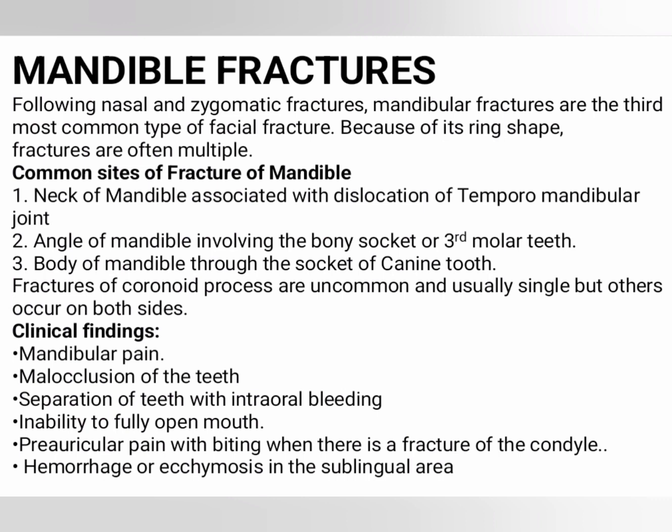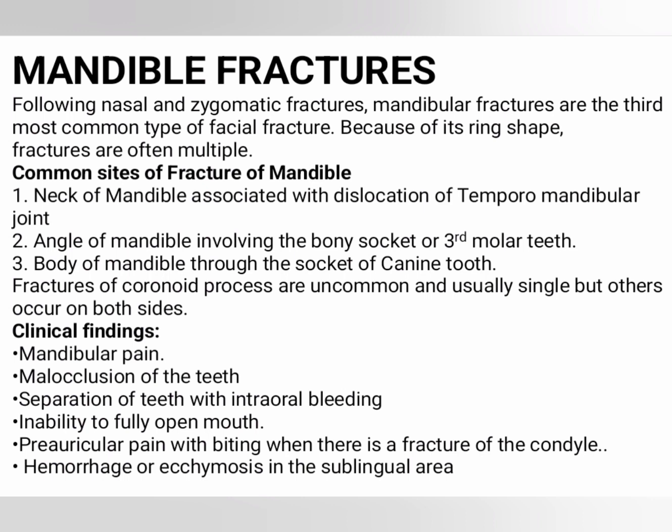Common sites of fracture of the mandible are the neck of the mandible, associated with the displacement of temporomandibular joint, the angle of the mandible involving the bony socket of the third molar teeth, and the body of the mandible through the socket of the canine teeth. Among these, the fracture of the body of the mandible through the socket of the canine teeth is common.